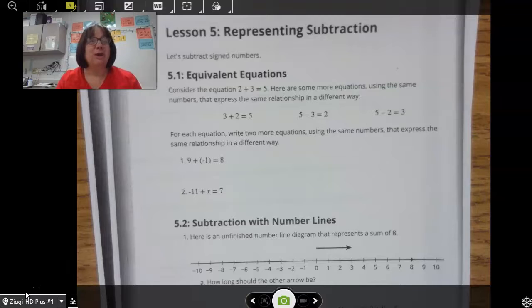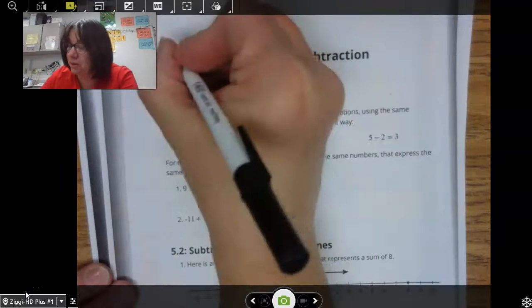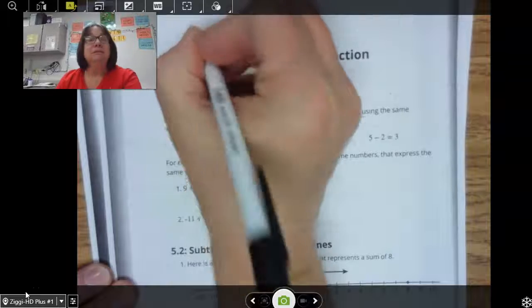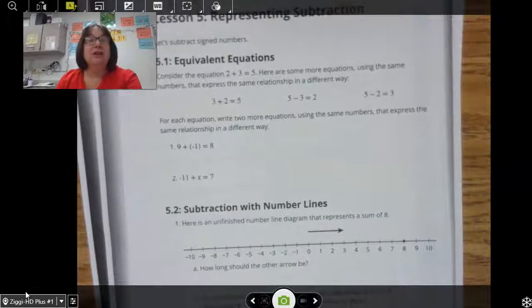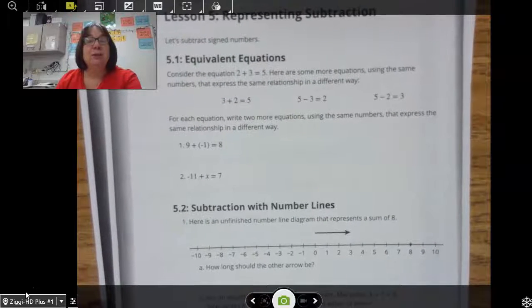Today we are going to be adding on to what we learned the other day with Miss Patterson, where we learned some rules for adding integers. Today we're going to start to talk about subtraction, and this is on page 132 in your workbooks. Okay, so the first lesson is equivalent equations.